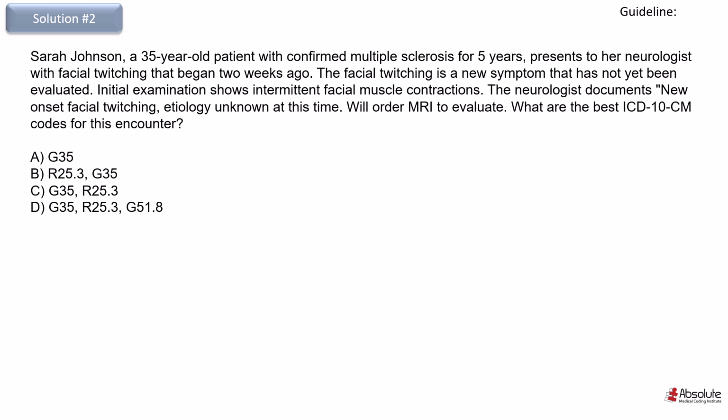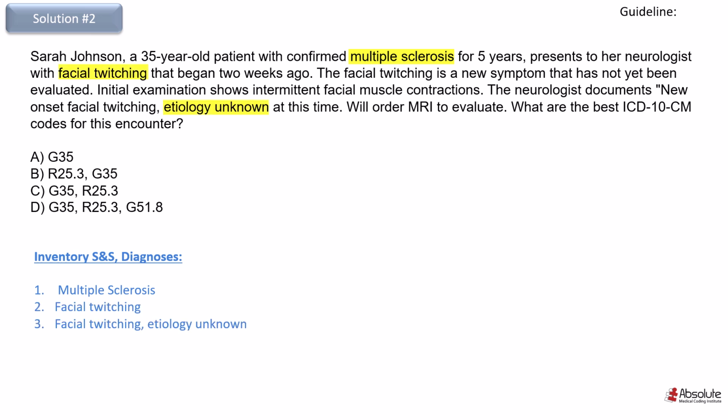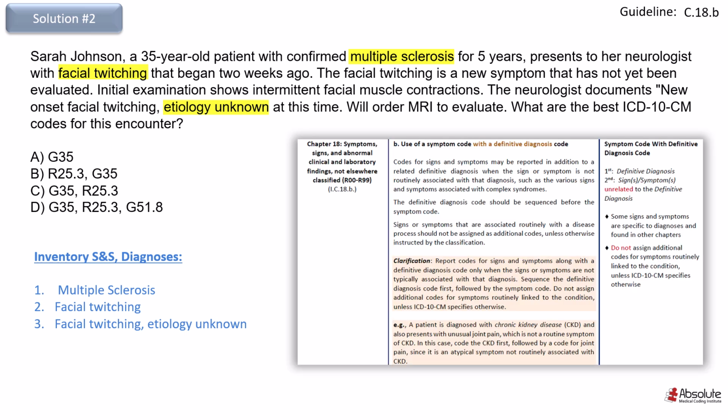Okay, let's start with our inventory list. And I have multiple sclerosis, facial twitching with etiology unknown. And the guideline that I used to help me solve this scenario was Chapter 18B. And this tells us that if you have a symptom code with a definitive diagnosis, you'll code first the definitive diagnosis and second any signs and symptoms that are unrelated to the definitive diagnosis.